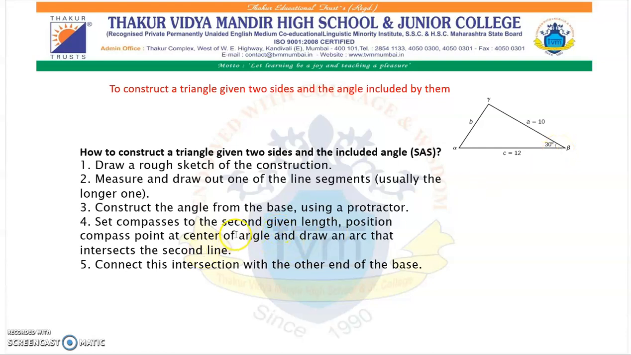Then set the compass to the second given length position. Compass point at the center of the angle and draw an arc that intersects the second line. Now from point B, draw another arc of the given length which intersects the second one. Connect this intersection with the other end of the base.